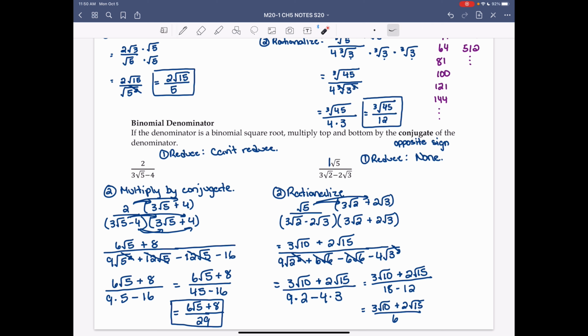Looking at our numeric coefficients, we have 3, 2, and 6. There's no common factor there. We can't simplify square root 10, and we can't simplify square root 15. So this would be our final answer. 3 square root 10 plus 2 square root 15 divided by 6.